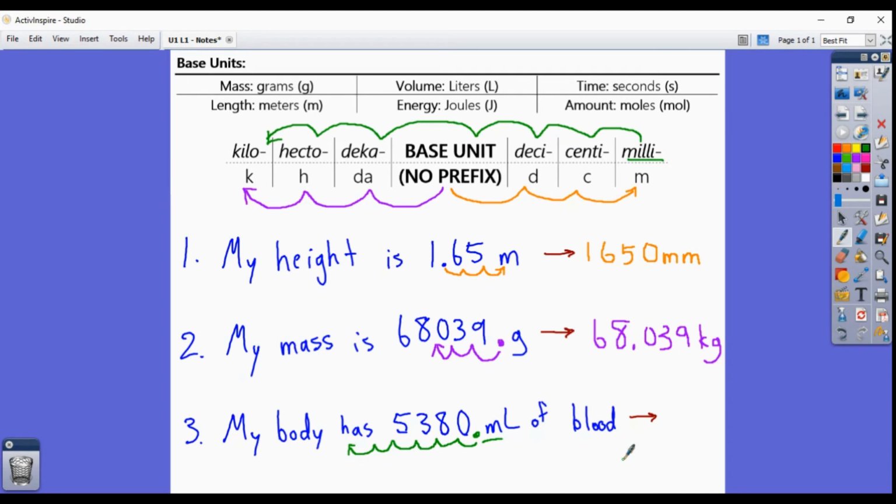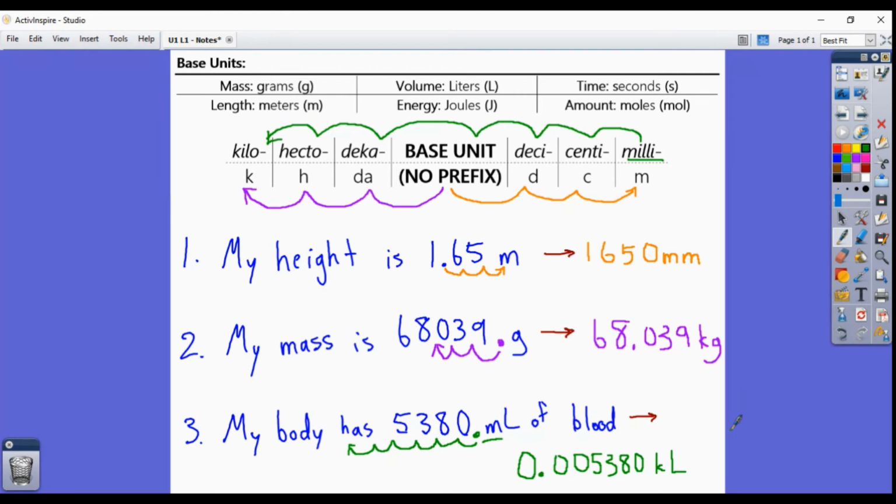I don't have much room over here, so I'm just going to squeeze it in down here. So my answer is going to be 0.0, 0 for those 2 blank spots I moved past, and then the rest of this, 5, 3, 8, 0. And my unit is now kiloliters. K for kilo, L for liters. If you want, you can put a 0 out in the front of this. I think it makes it look more complete that way, rather than just leaving it as .005380, but it's technically fine either way.